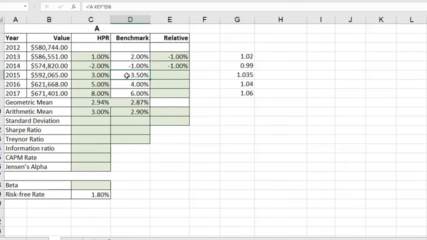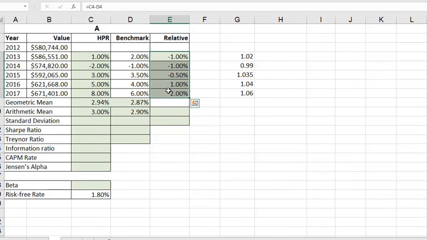We also underperformed here by that 0.5%. But here we started to beat the benchmark. We beat the benchmark this year and we beat the benchmark this year. So these are our individual annual relative returns, the returns that are the difference between our portfolio return and the benchmark return. And the geometric mean return really wouldn't have any significance here for this relative return.